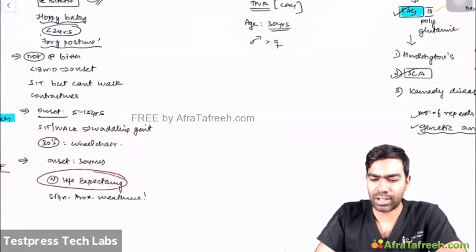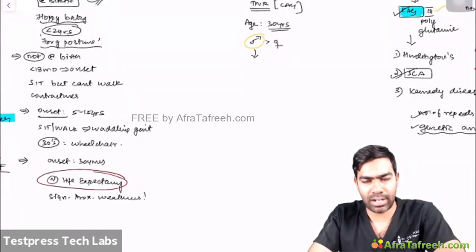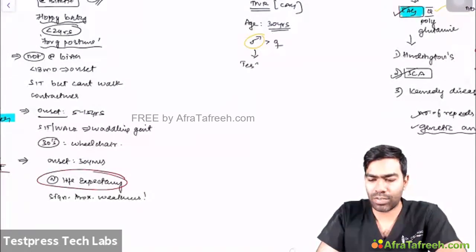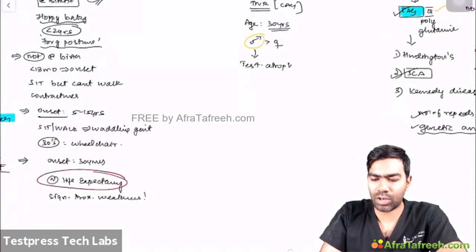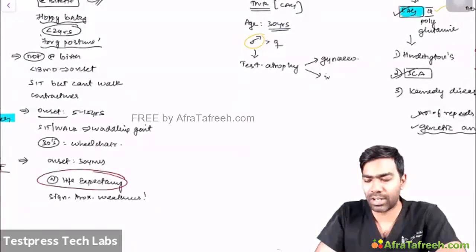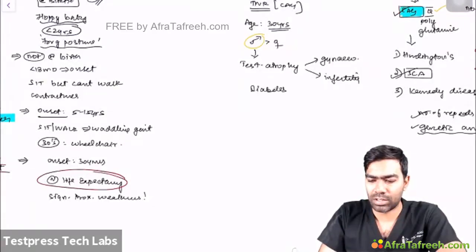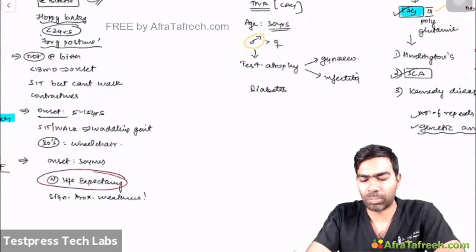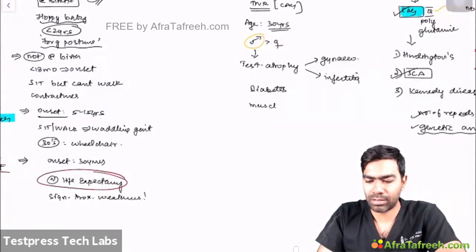If males are affected, there will be some characteristic findings in these guys. It's very characteristic. That's why this is a very common exam question. Usually they'll go for testicular atrophy. And because of testicular atrophy, 2 things will happen. One is gynecomastia. These patients will have gynecomastia. And these patients will have infertility as well. And they can have diabetes, and they can have muscle cramping. They come with muscle cramps.